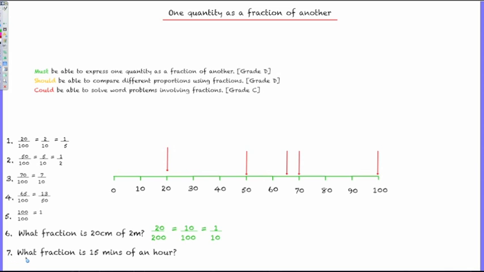What fraction is 15 minutes of an hour? Okay, so have a think about it and then write your answer down. So in 1 hour, there are 60 minutes. So we've got 15 minutes out of 60, and now they both divide by 5, they both also divide by 15. So your final answer is going to be a quarter, and that's why we say that 15 minutes is the same as a quarter of an hour.